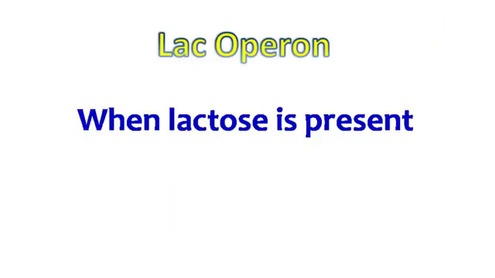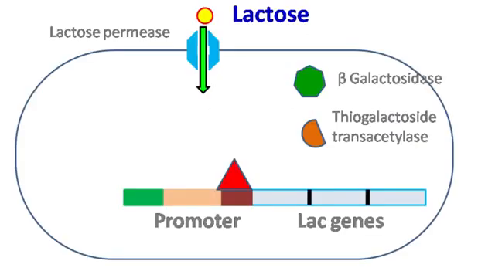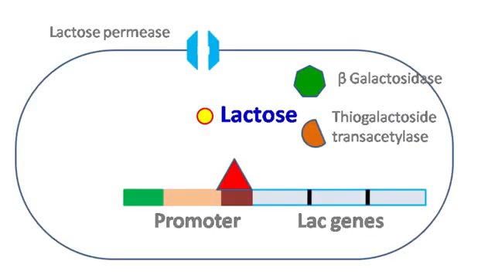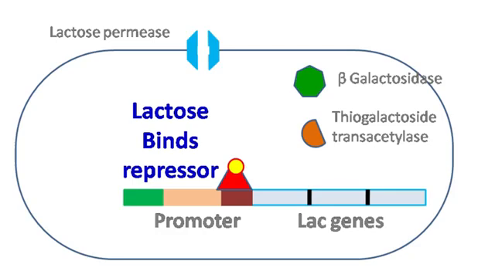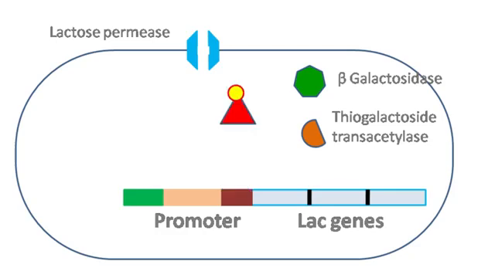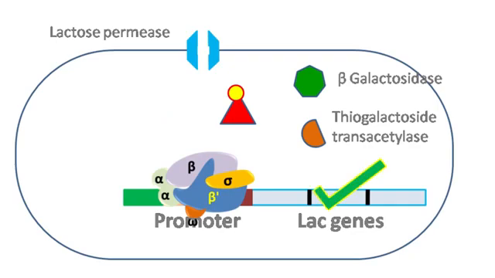When lactose is present, lactose enters the cell with the help of lactose permease. Remember, lactose permease is present because of the basal level transcription of the lac genes. The lactose that enters the cell binds with the repressor and releases the repressor from the operator. As the operator is free, the RNA polymerase can now bind the promoter and initiate the transcription of lac genes.